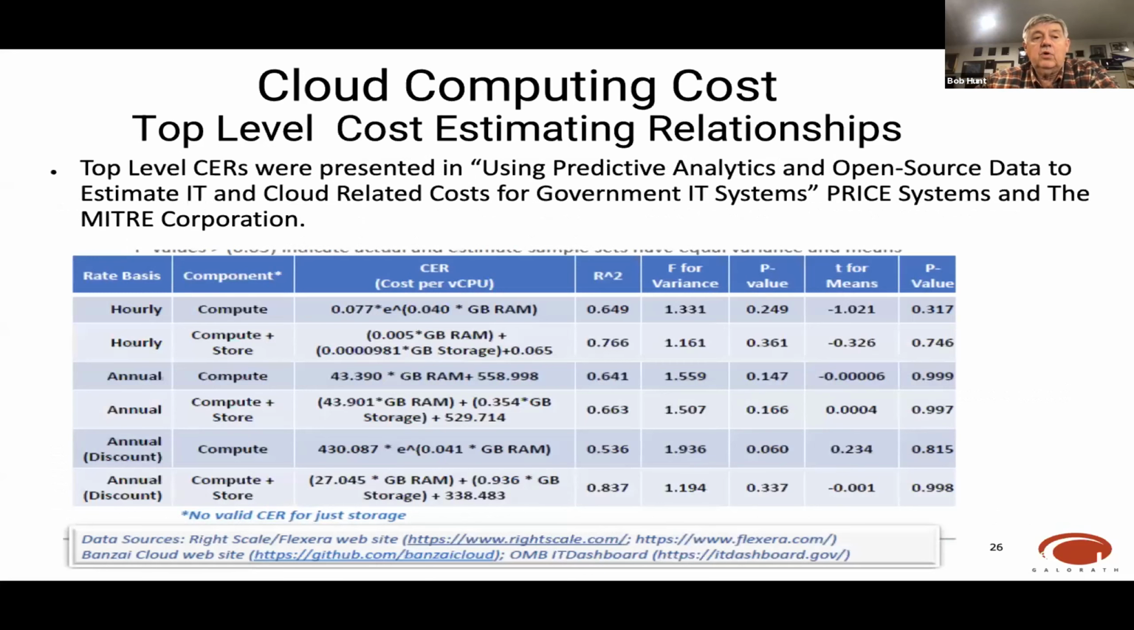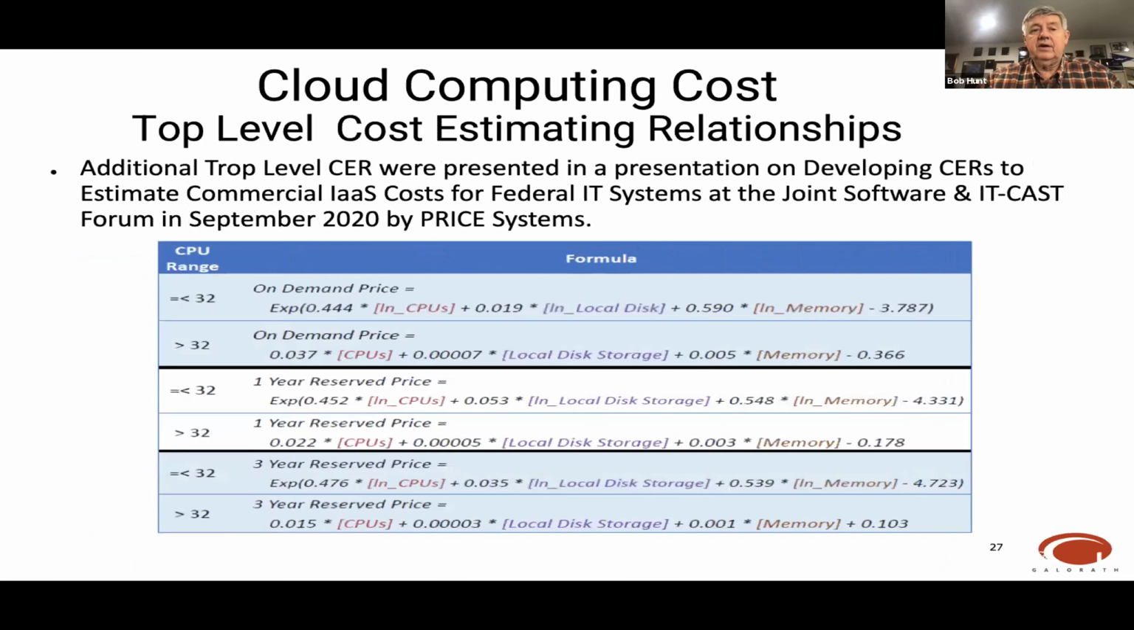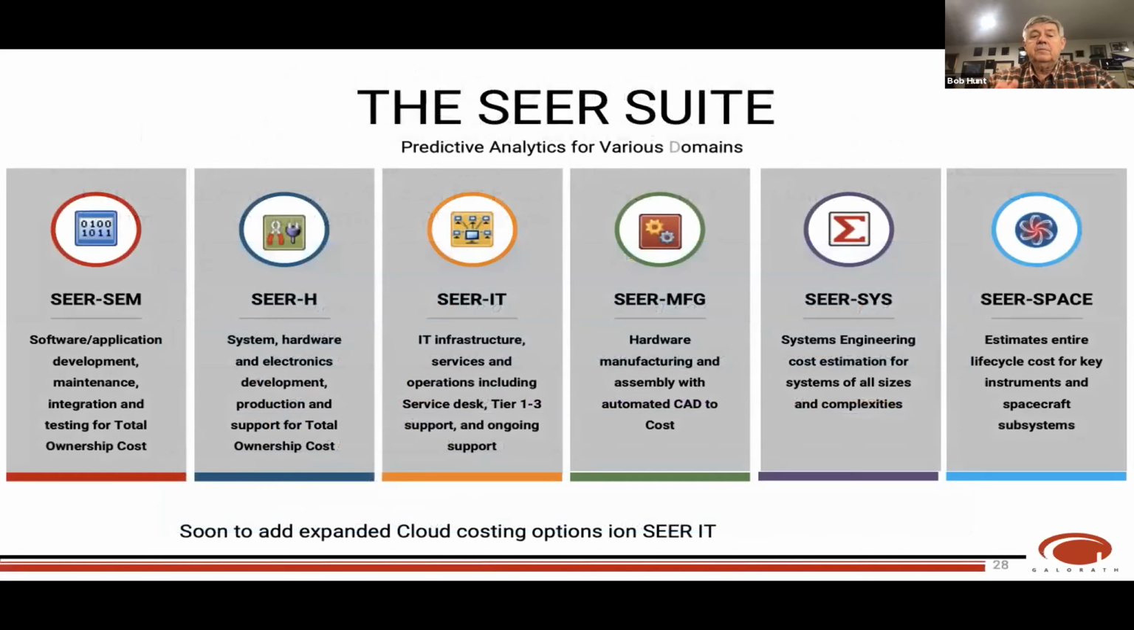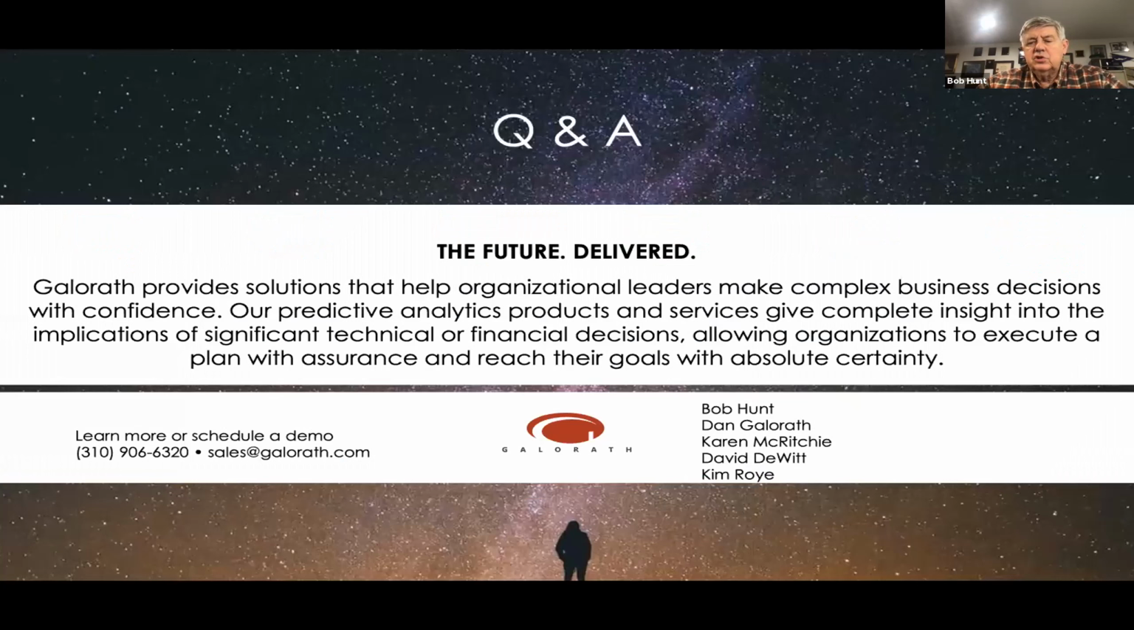There's also some interesting work that was done by Price Systems and the MITRE Corporation that laid out predictive analytics that used computing hours and computer storage and developed a number of cost estimating relationships. And again, in the presentation document where these came from, they are useful for estimating specific pieces of the decision to move to the cloud. There was a recent update to that in 2020 that provided some more information. So the bottom line is there's a suite of SEER tools that allow you to do cloud cost estimating. The key thing is to determine what you want to outsource, understand what resources you will keep internally, and then determine the cost for all of those.